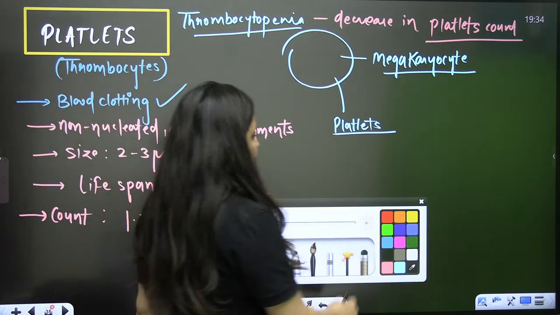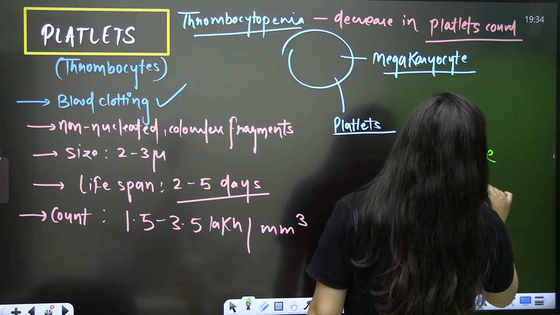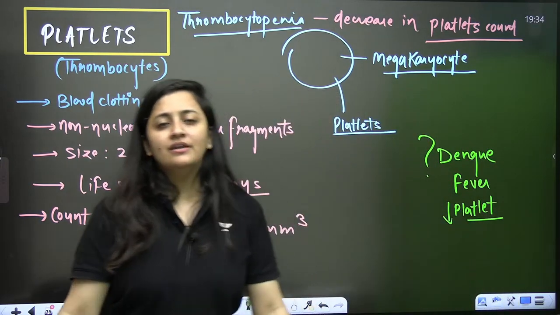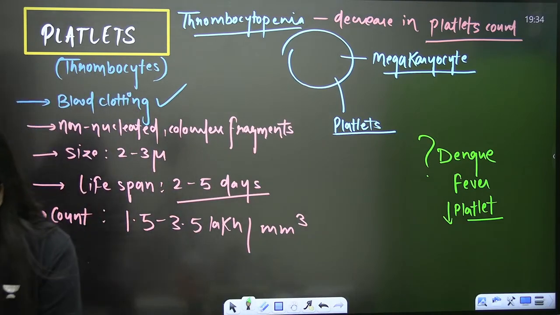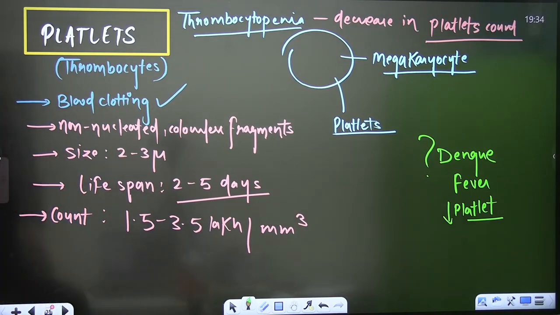So I have one question for all of you: why, in dengue fever, does platelet count decrease? We used to say that platelets decrease when there is dengue fever. No doubt it is going to happen in dengue fever, but you have to tell me the reason. So this is all about the blood and the cells there.